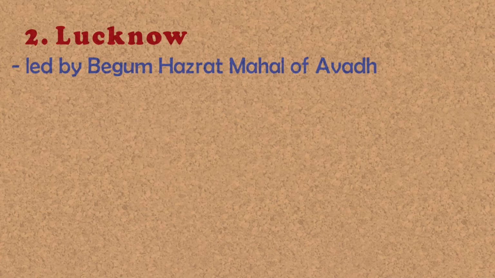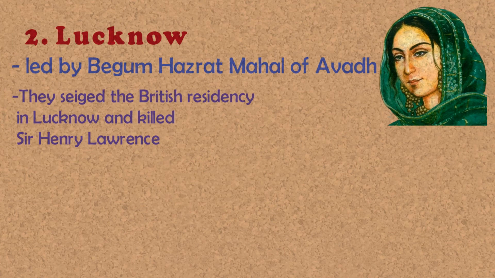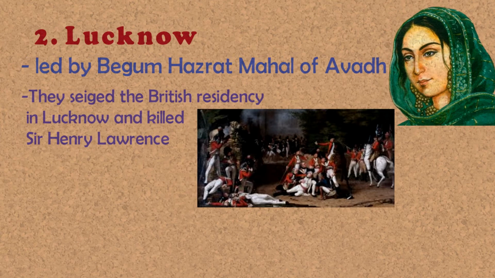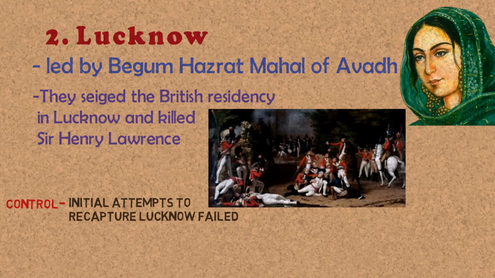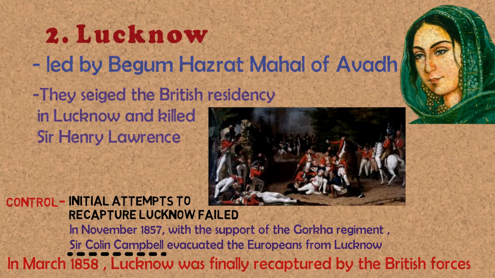The revolt in Lucknow was led by Begum Hazrat Mahal of Awadh. They besieged the British residency in Lucknow and killed Sir Henry Lawrence. Initial attempts by the British to take back Lucknow failed. In November 1857, with the support of the Gorkha regiment, Sir Colin Campbell evacuated the Europeans from Lucknow. Finally, in March 1858, Lucknow was recaptured by the British forces.